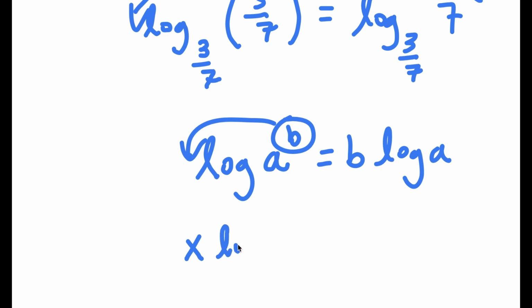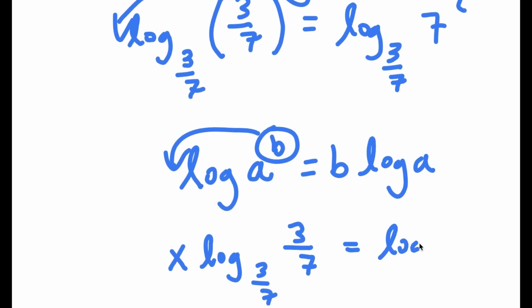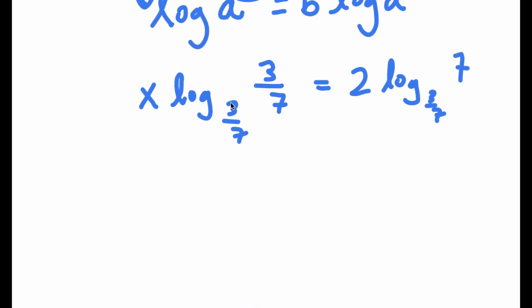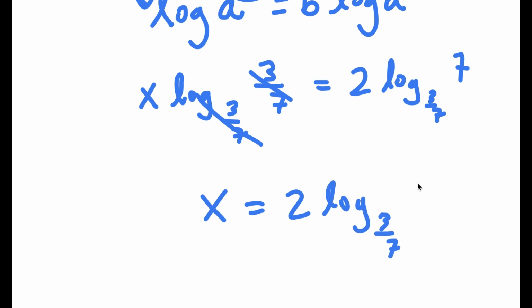So then I have x times log base 3 over 7 of 3 over 7 is equal to 2 times log base 3 over 7 of 7. And now, these two actually cancel out, log base 3 over 7 of 3 over 7. So now I'm just left with x is equal to 2 times log base 3 over 7 of 7.